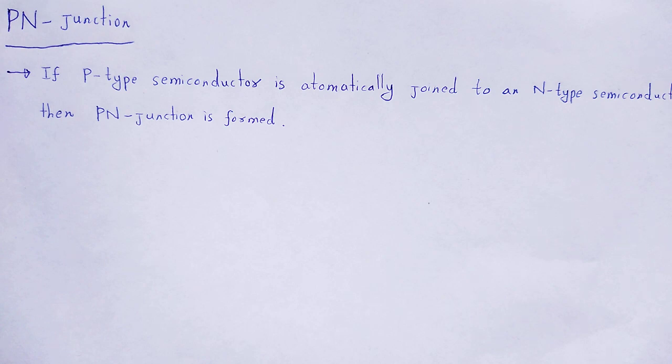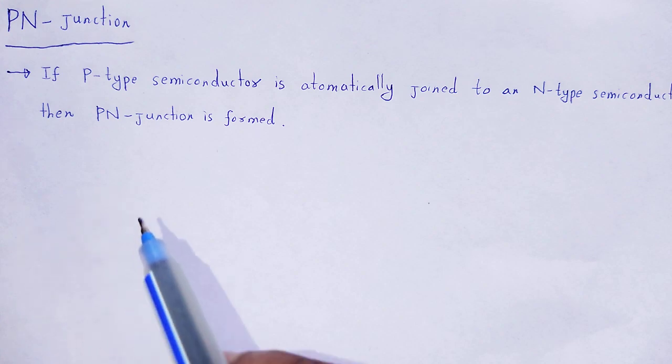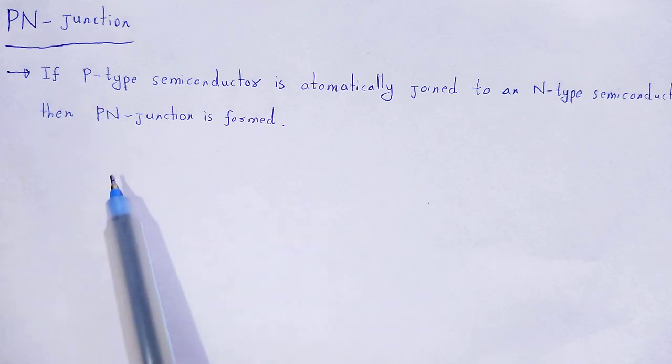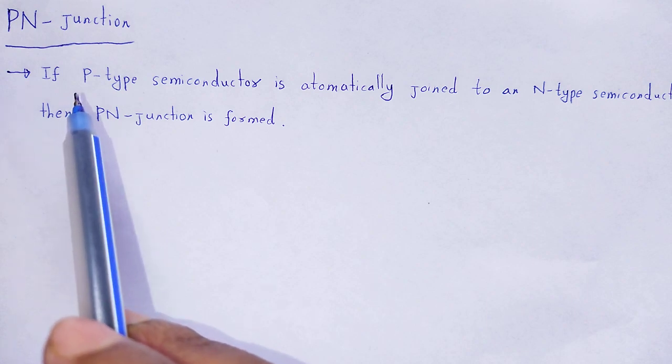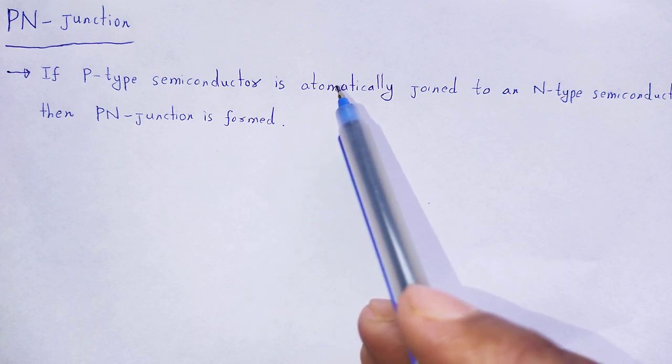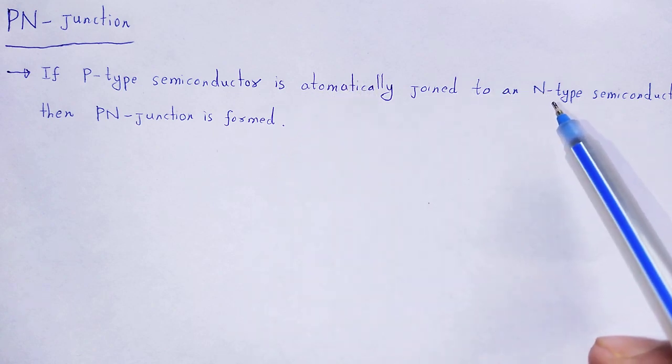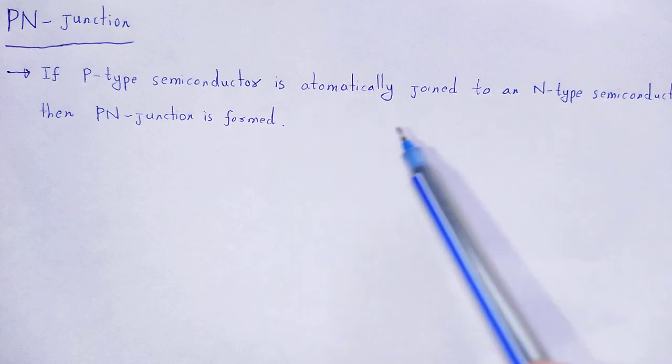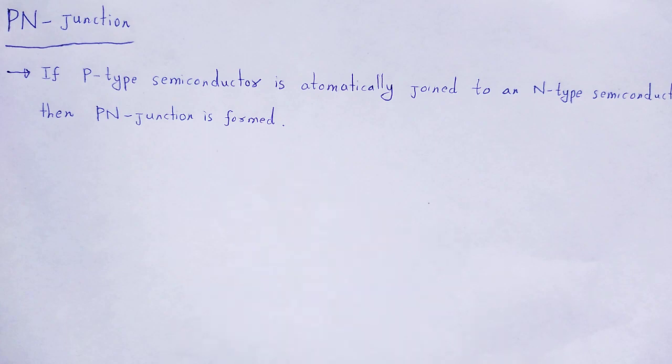In this video, we are going to discuss PN junction fabrication and barrier formation in PN junction. Let's begin. So, PN junction: if a p-type semiconductor is joined to an n-type semiconductor, then a PN junction is formed.